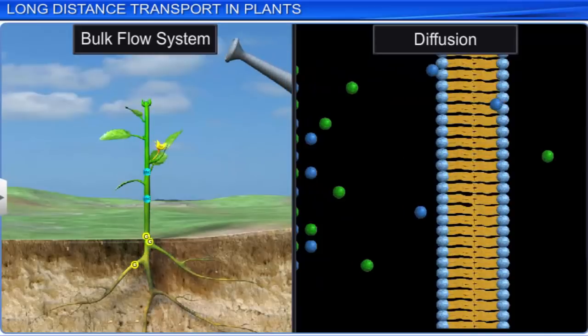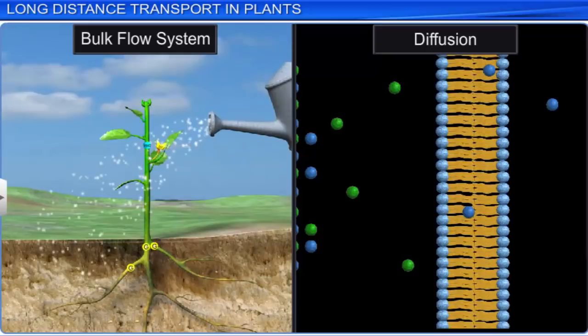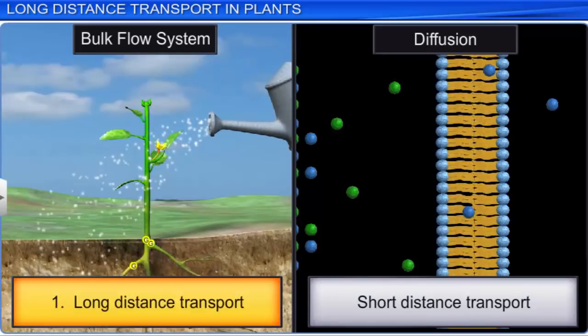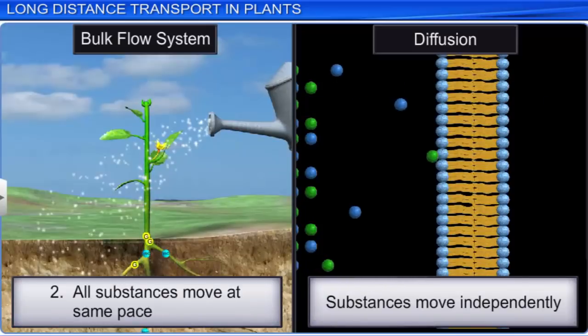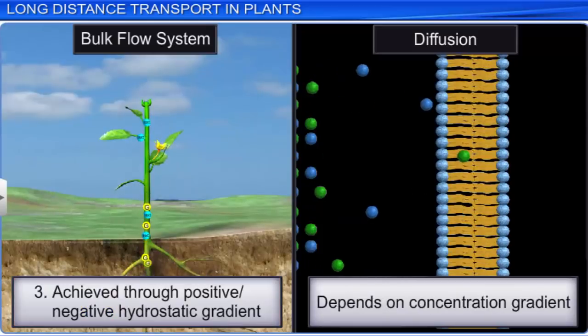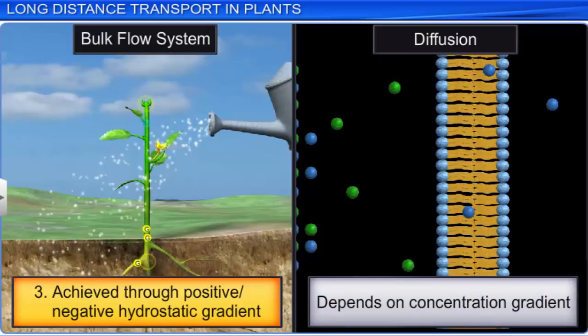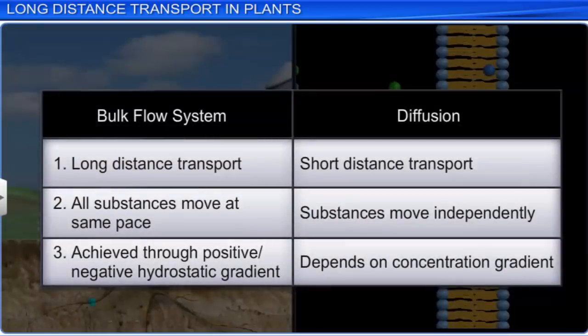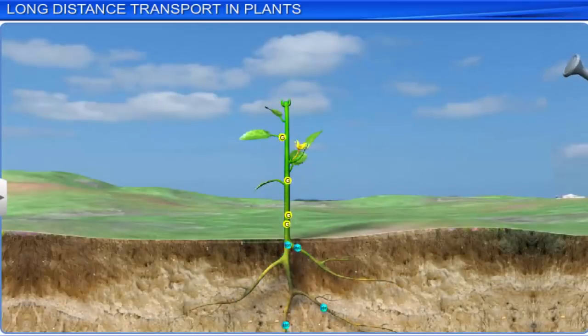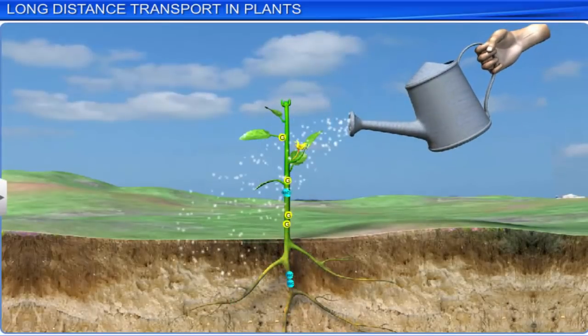To conclude, the bulk flow system differs from diffusion in three ways. First, it transports substances across long distances in plants, unlike diffusion. Second, unlike diffusion, in which substances move independently, the bulk flow system moves all substances at the same pace. Third, diffusion depends on a concentration gradient, while the bulk flow system is achieved through a positive or negative hydrostatic gradient. Therefore, long-distance travel in plants is carried out by a bulk flow system in the plant's vascular bundles, consisting of xylem and phloem.